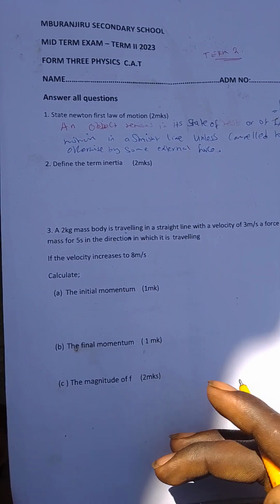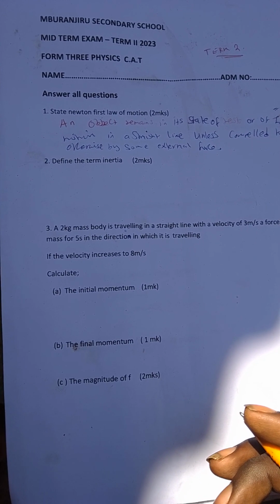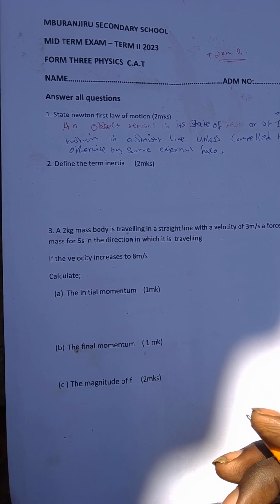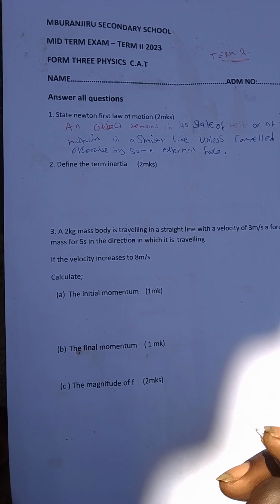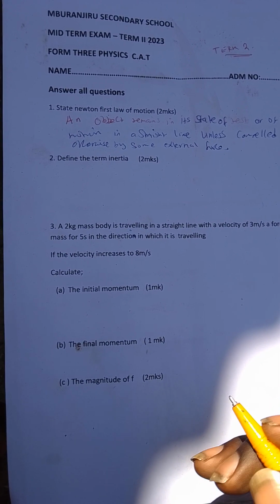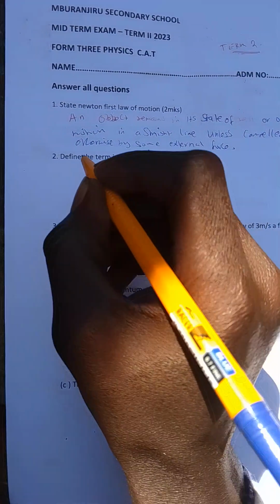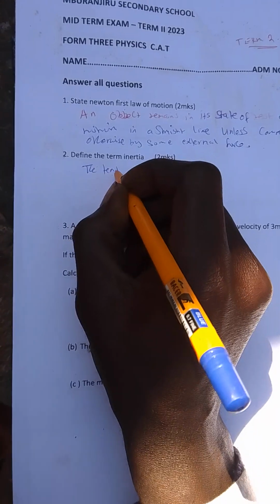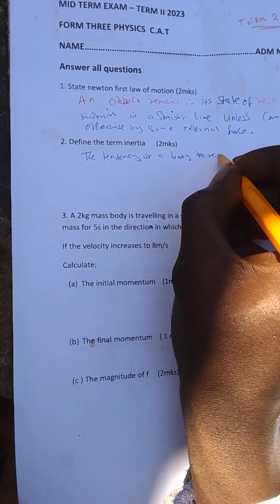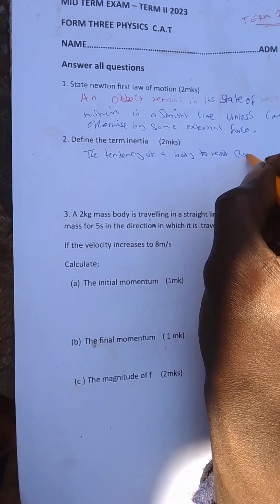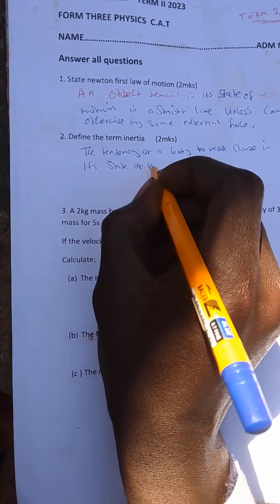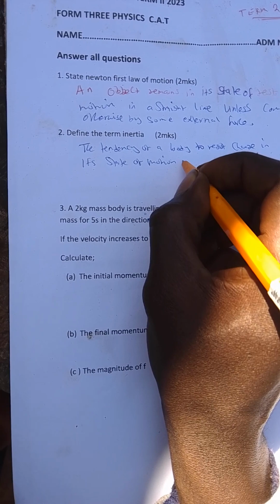So in this case, we say that the term inertia is found from Newton's first law of motion, and it is a term used to define the tendency of a body to resist a change in its state of motion, that is, or of rest.